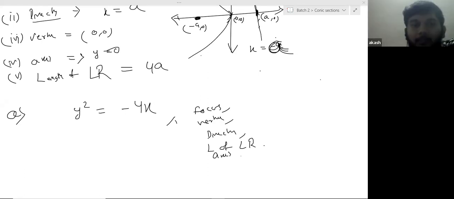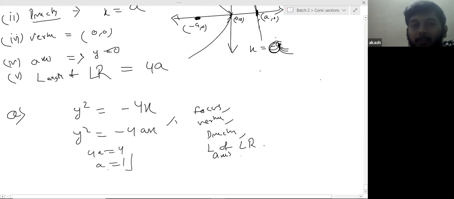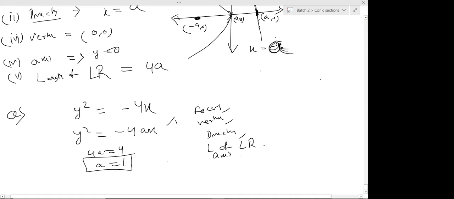All right, let's discuss. Compare with the standard equation. This is y square equals to minus 4ax, right? So 4a equals to 4, so value of a equals to 1. I told you a is always positive. If you see negative somewhere, this is the equation of a parabola. Don't take this negative in numbers. So the value of a is 1.